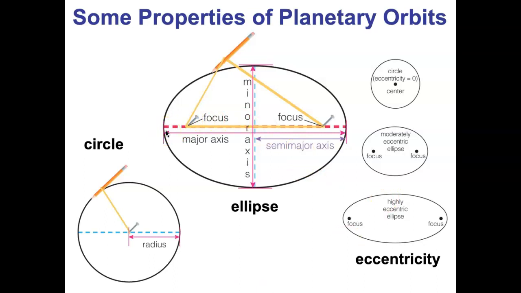An ellipse is defined by having these two diameters. The long axis here is what's called the major axis. The short axis here is called the minor axis. All right?